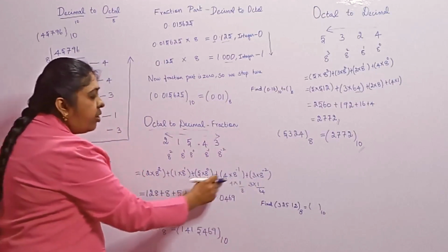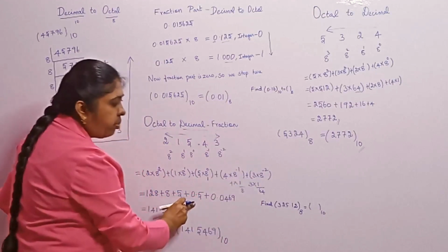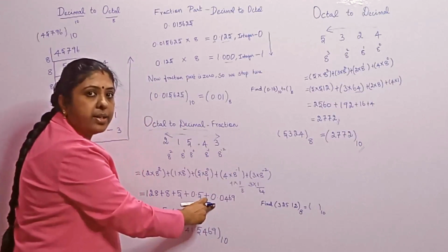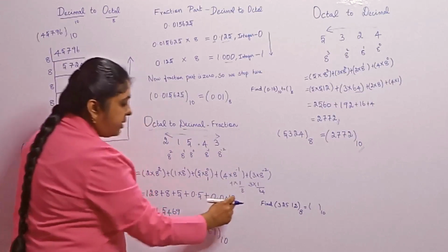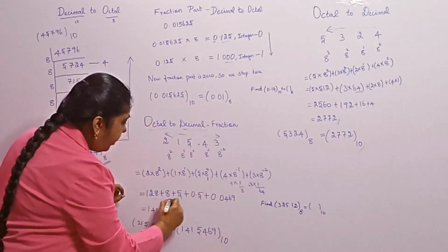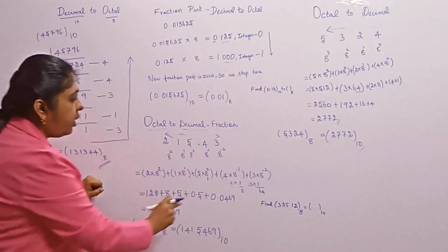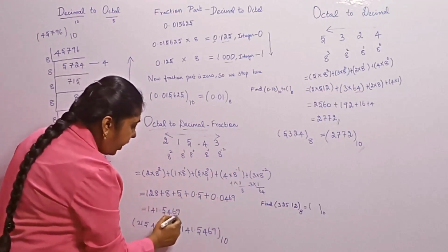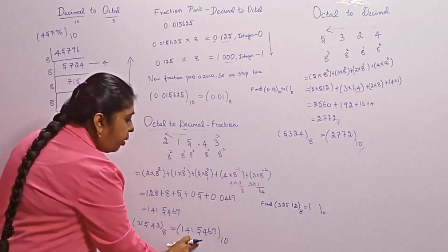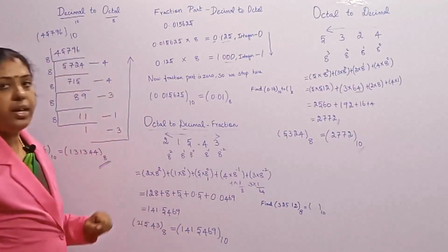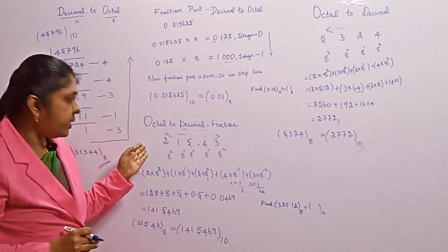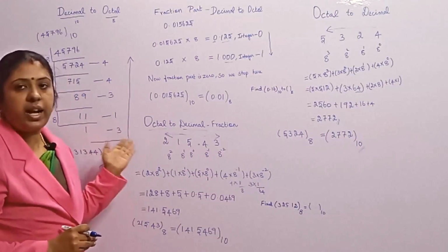We get 4 into 1 by 8 as 0.5, and 3 into 8 power minus 2, which is 3 by 64, as the decimal value 0.0469. Finally, adding the integer values 128 plus 8 plus 5, we arrive at 141, and then adding 0.5 and 0.0469 we get 0.5469. The final answer is 141.5469 to the base of 10. This is octal to decimal when we have a fractional point.